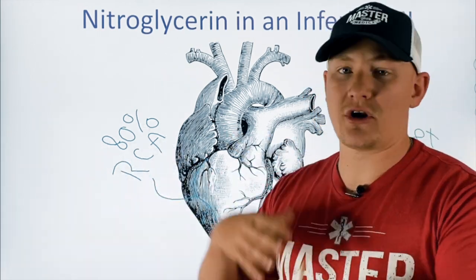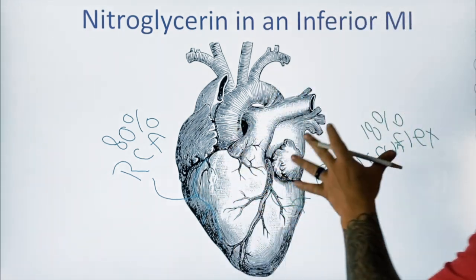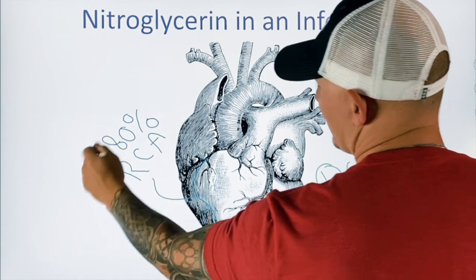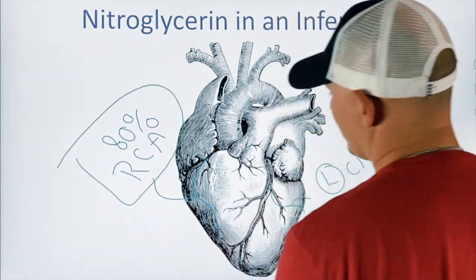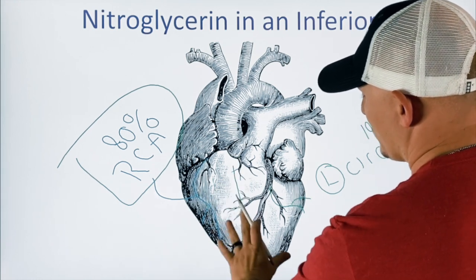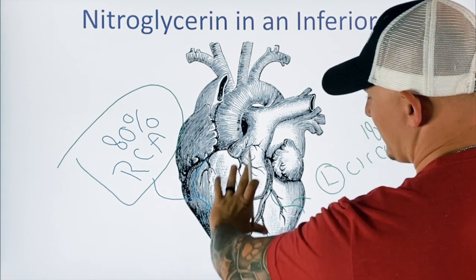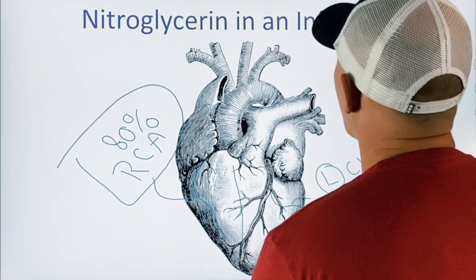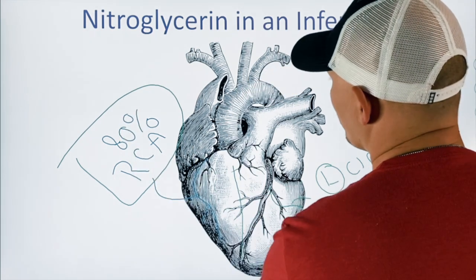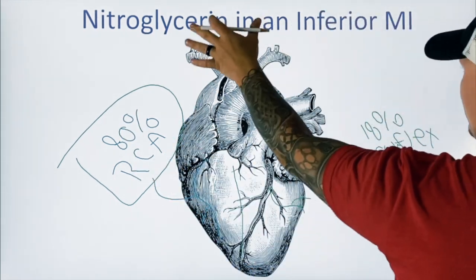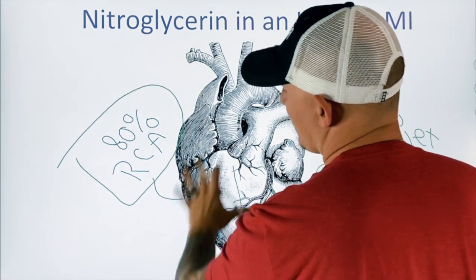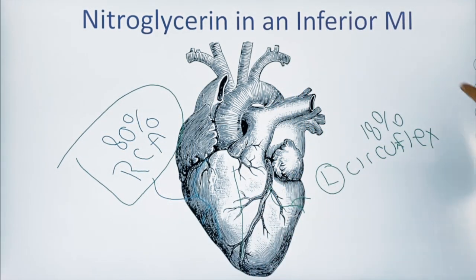We're not going to cover those because they're not really important in this particular video. We'll cover that in another video. But the basis point is that 80% of them are happening from the RCA itself. And the RCA feeds blood to a lot of the right septal portion and a lot of the right ventricle. That is important to understand. The left circumflex is a little bit different, and we're going to focus mostly on this RCA, which is why nitroglycerin ends up being dangerous in an inferior MI, because of this common RCA blockage, okay? So let's go into this.